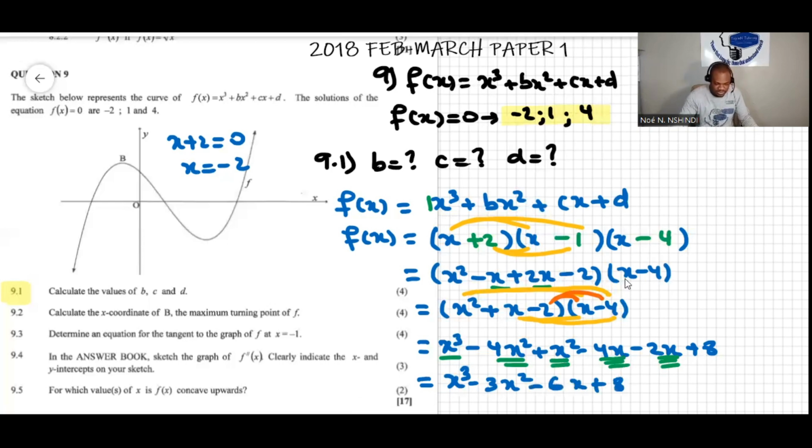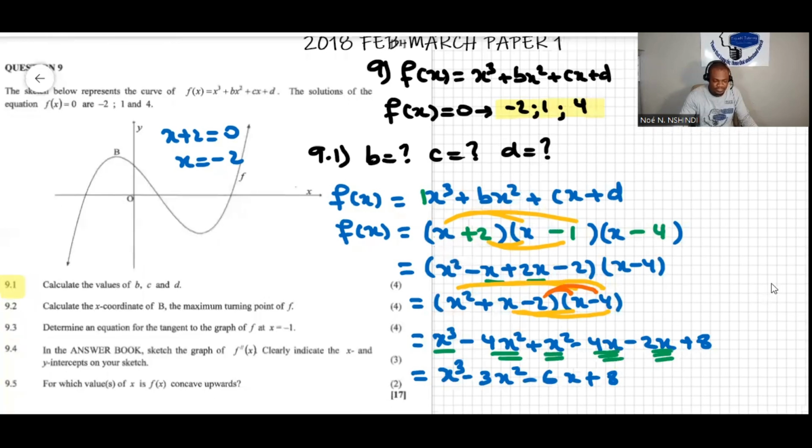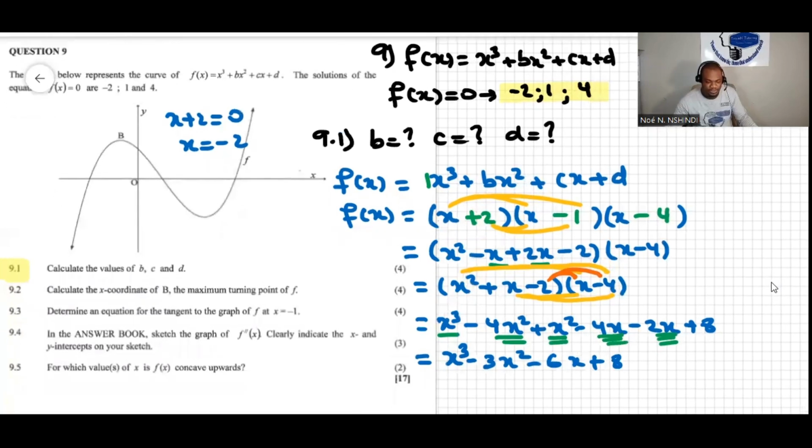Now we can write f of x as, therefore, f of x can be written as x cubed minus 3x squared minus 6x plus 8. Now we can write f of x in this form, and then we know from this that the value of b is -3, and the value of c is -6, and the value of d is +8.